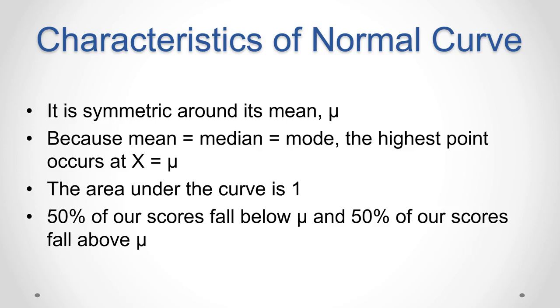3. The area under the curve is always equal to 1 or 100%, which leads us to 4, where 50% of our scores fall to the left of population mean mu, or below mu, and 50% of our scores fall to the right of population mean mu, or above mu.